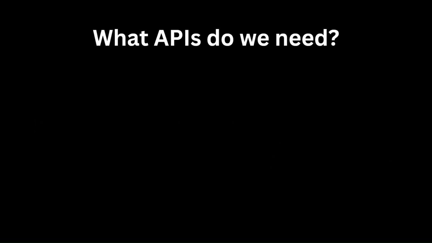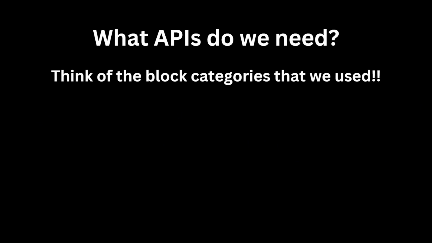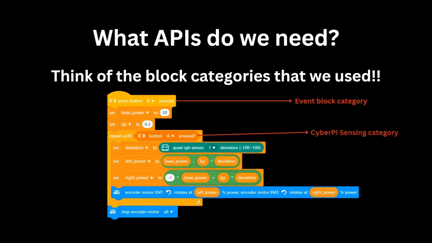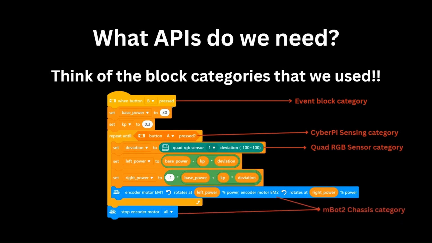To do that, let's look at our block program and think of the block categories we used when building it. The when button B pressed was from the events block category. The was button A pressed was from the CyberPi sensing category. The quad RGB sensor deviation block was from the quad RGB sensor category. And finally, the encoder motor left and right power blocks, as well as the stop encoder motor blocks, were both from the mBot2 chassis category.